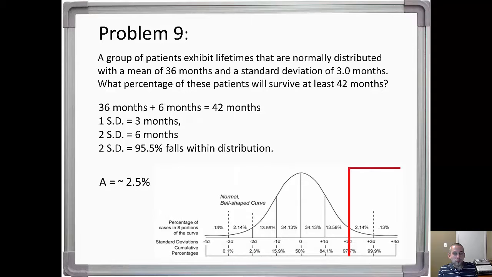So remember the standard deviation, it would be 6 months on top of the mean, so this is 42 months. But remember that 95.5% falls in this distribution. It's not 95% percentile, it's 95 as in going from 2.3% to 97.7%.